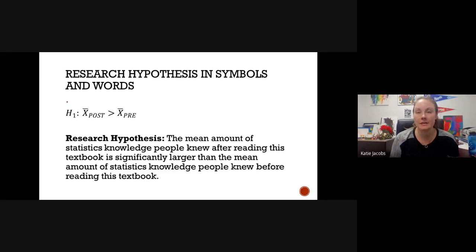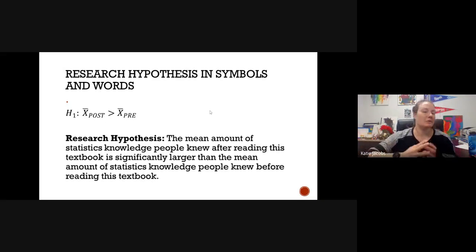So we see that we have the capital H sub 1, which says research hypothesis. We put the colon to tell people that the research hypothesis is coming. We have X bar sub post, so that's the mean amount of knowledge people have after reading my textbook. Then we have the greater than sign. So what we see, the difference between the directional and non-directional hypotheses is really what goes right here. If this would have said does not equal, it would have been a non-directional hypothesis, but we see that we have a greater than sign.